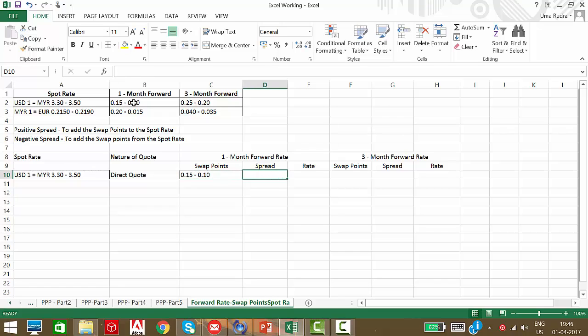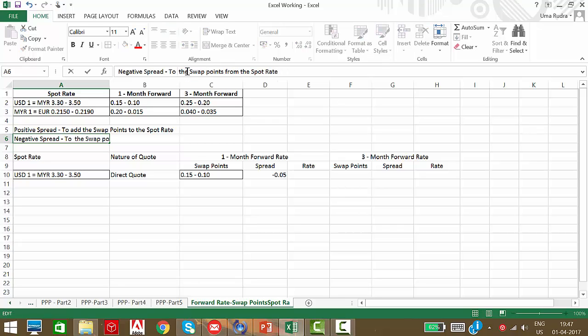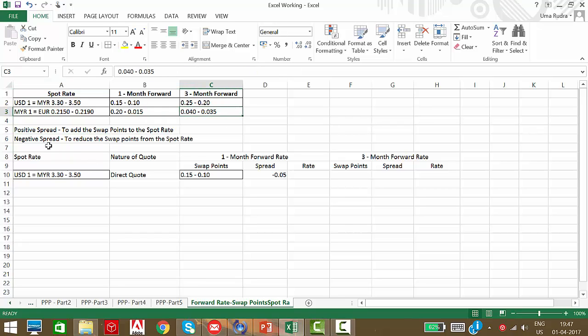So what would be the spread? Spread would be ask swap minus bid swap. So here ask swap 0.10, bid swap 0.15, and so spread is minus 0.05. So when spread is negative, we have written to reduce the swap points from the spot rate. What would be the rate now? 3.30 minus, we need to reduce the swap points.